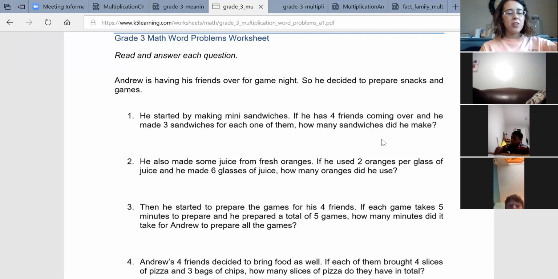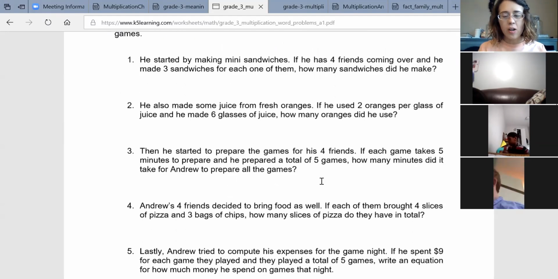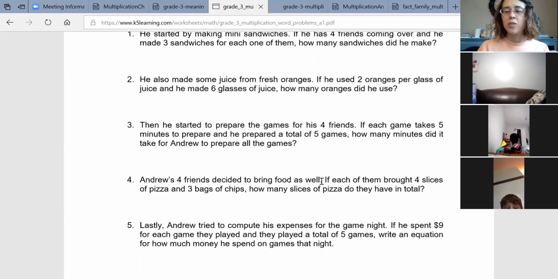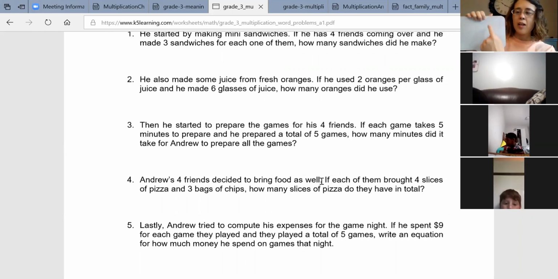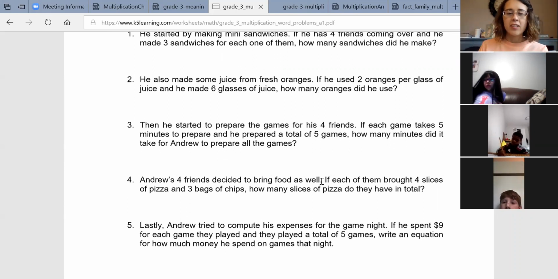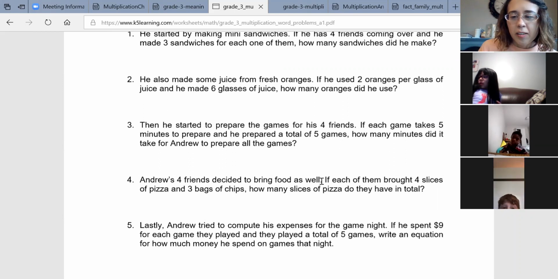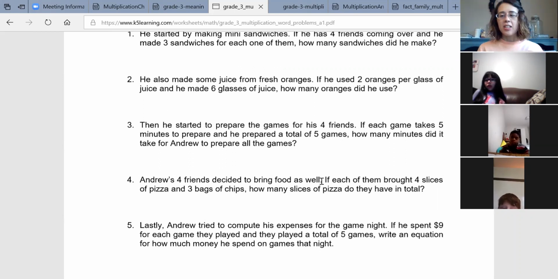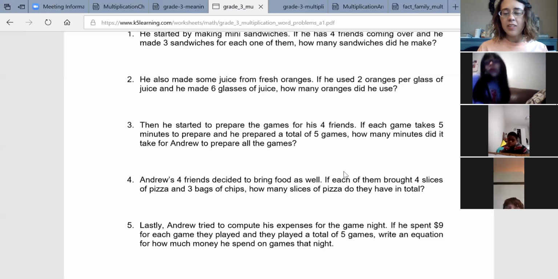Okay, now why don't we see if you guys can practice on your own. I'll give you each a problem. You can sketch out the problem with circles for groups and dots for how many in each group, and then make a multiplication sentence. So Jameer, you can have number 2. It says, he made some juice from fresh oranges. He used 2 oranges for every glass of juice, and there are 6 glasses of juice. So how many oranges did he use?